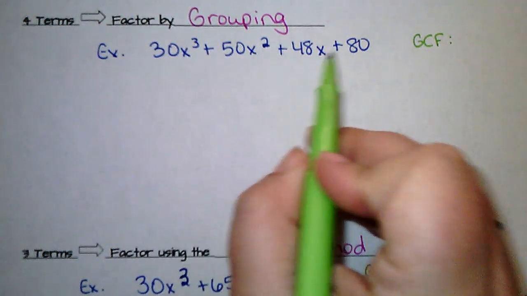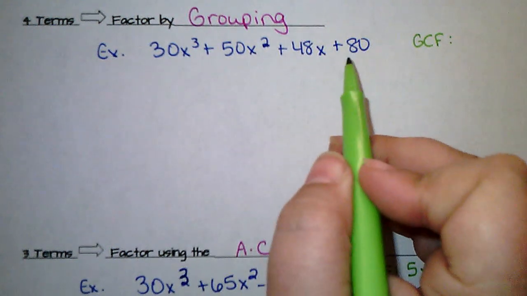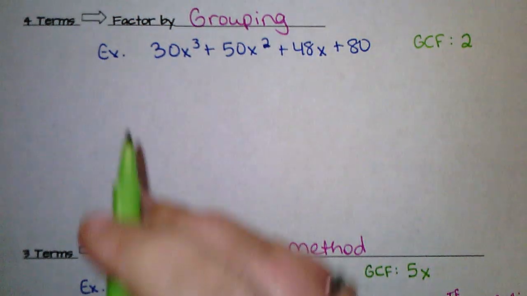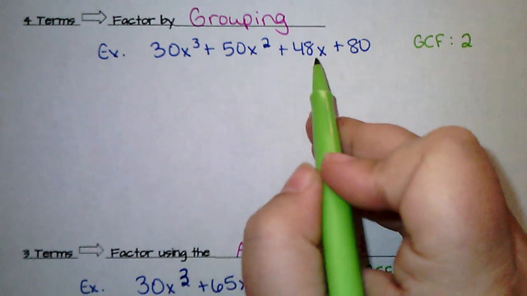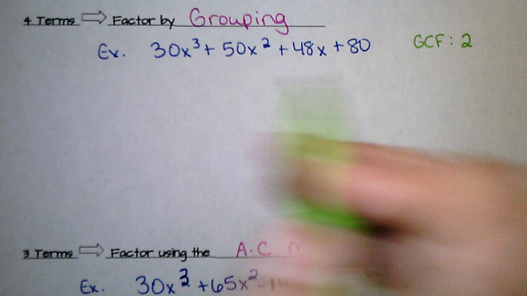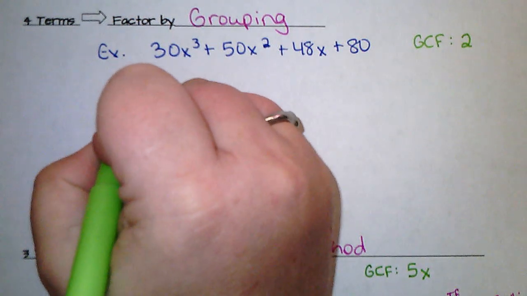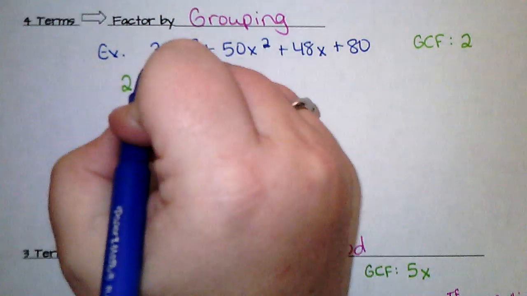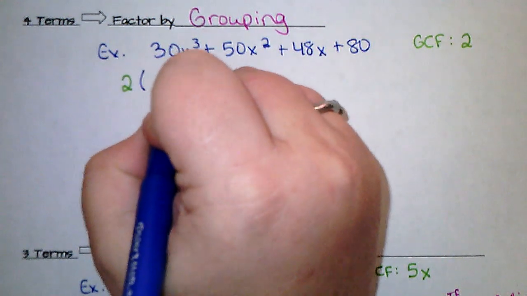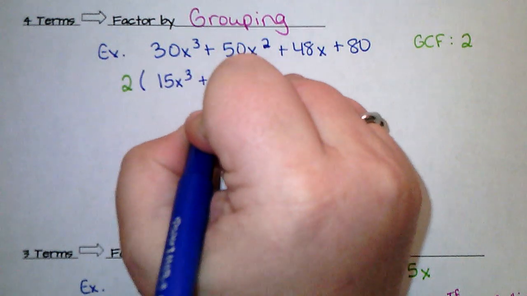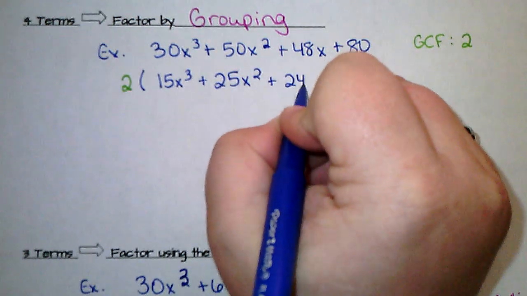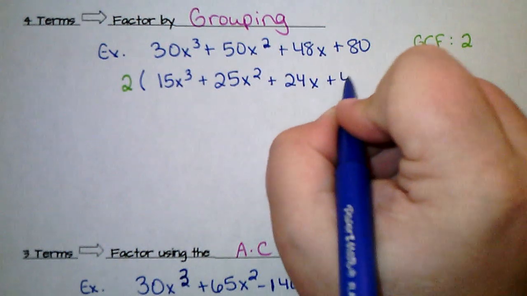So looking at the numbers, you can see they're all even. So I can divide them all by 2, and I can't think of anything larger. And then also looking, do they each have an x? Nope, that 80 doesn't have an x, so I can't divide them all by 2x, just 2. So we take out that GCF of 2. We're going to divide everything by 2. So I'm going to get 15x to the third, 25x squared, 24x, and 40.